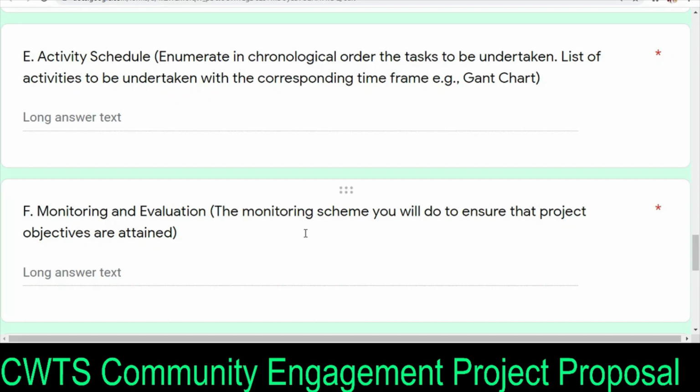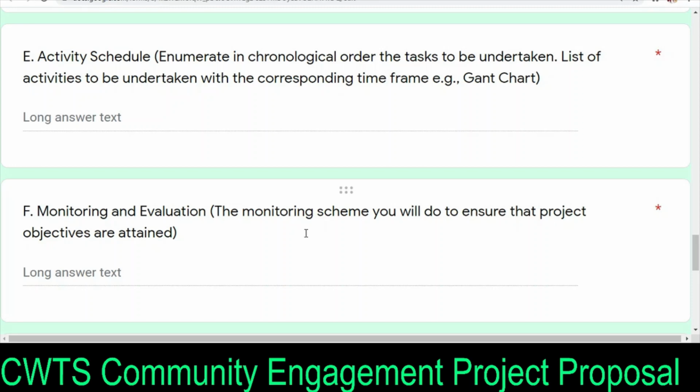The monitoring scheme you will do to ensure that project objectives are attained. How do you make sure, or how do you monitor? How sure are you that you have accomplished the project? So there should be monitoring and evaluation. If it is for reading, perhaps you have to have an instrument on how many words they can read before the project, and then how many syllables they can read after the project.